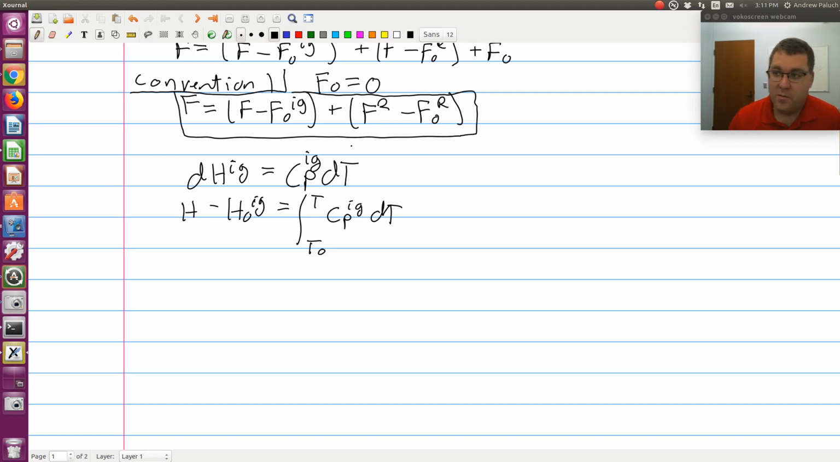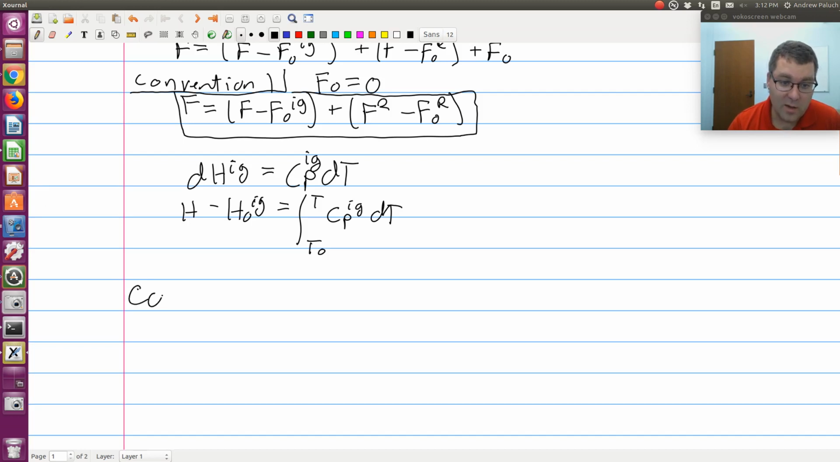I have analytic expressions that I can readily use to evaluate them. Entropy is similar: I could work out the differential, where dS would be Cp over T dT minus R over P dP. But I could analytically integrate said expressions with an expression for heat capacity.